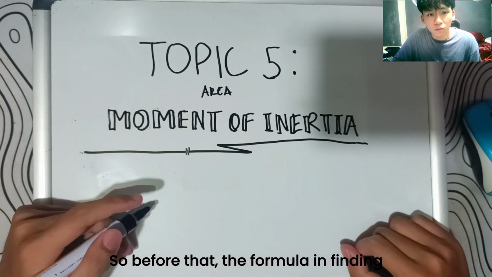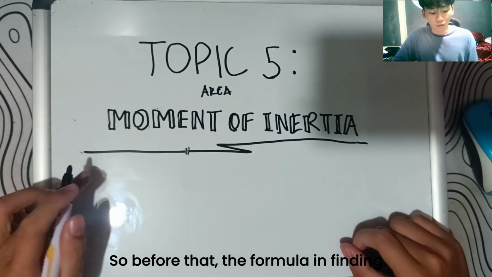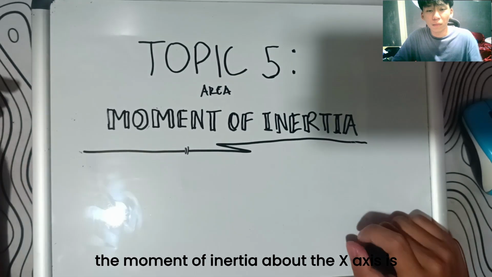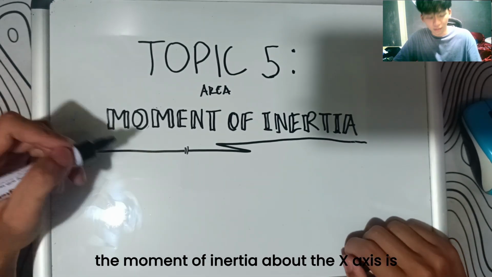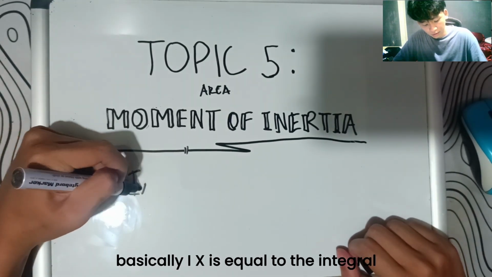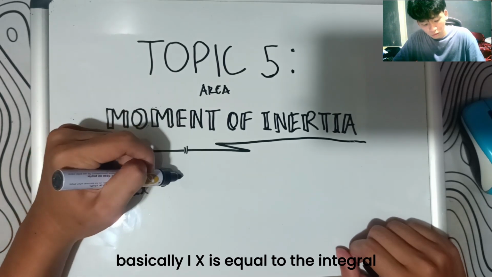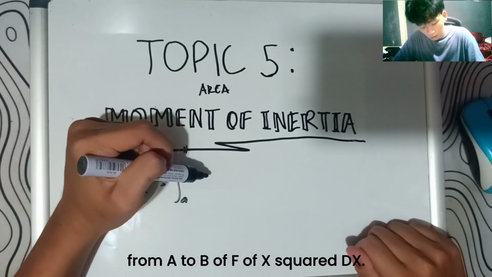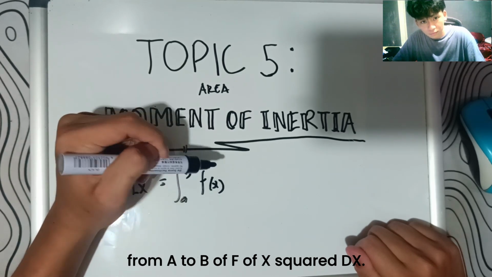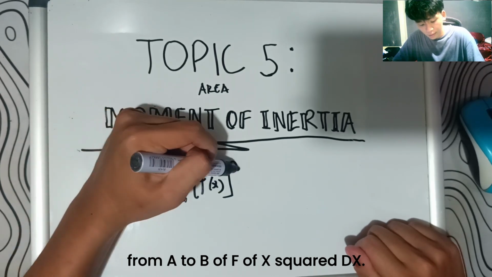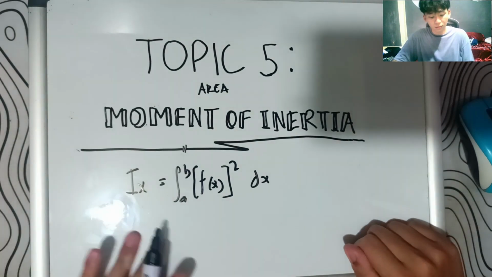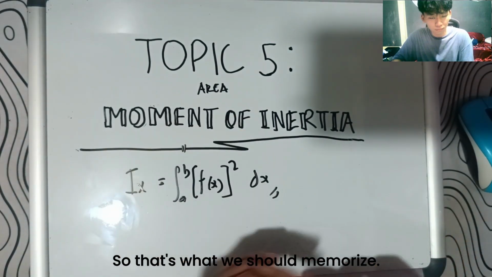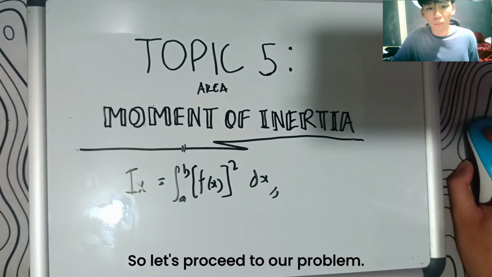Before that, the formula for finding the moment of inertia about the x-axis is basically Ix is equal to the integral from a to b of f of x squared dx. So that's what we should memorize. So let's proceed to our problem.